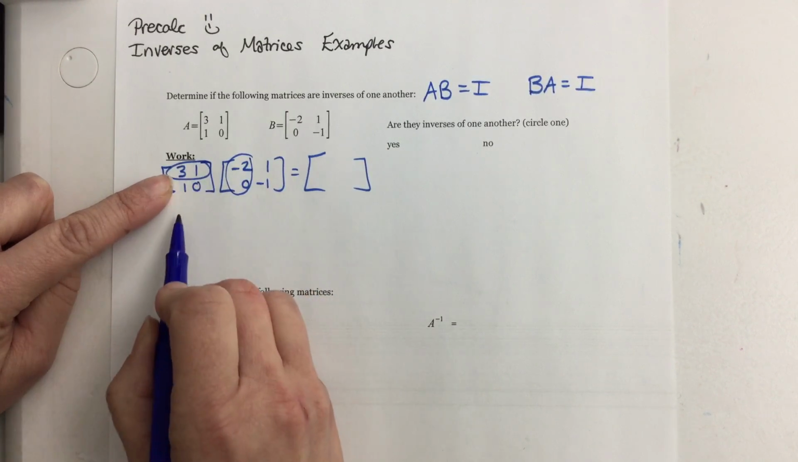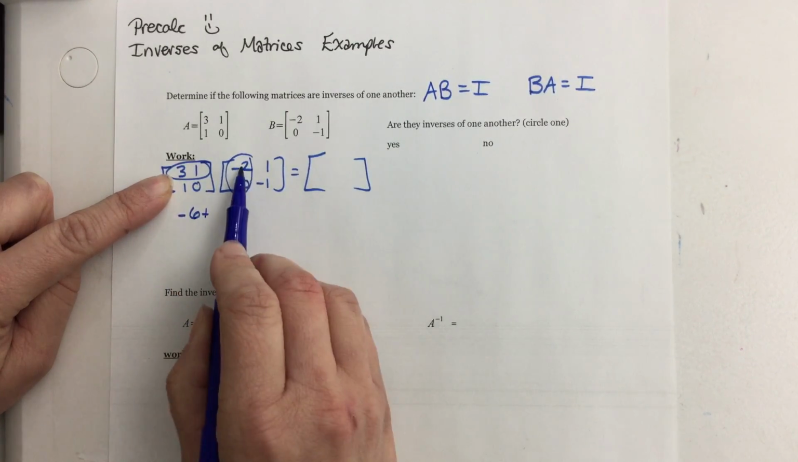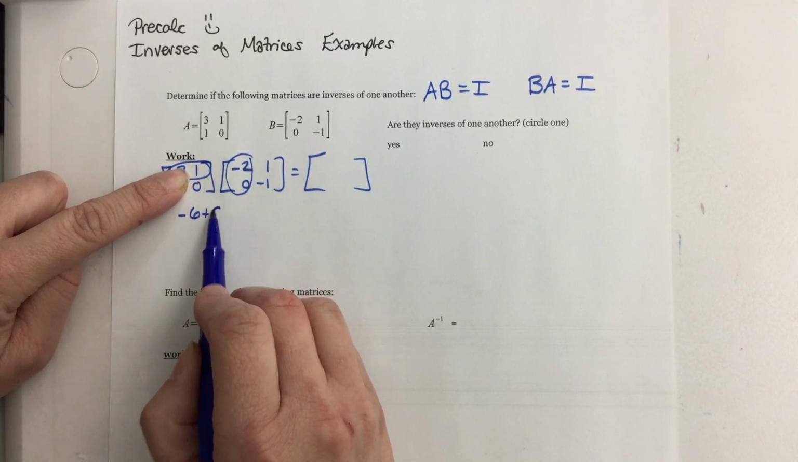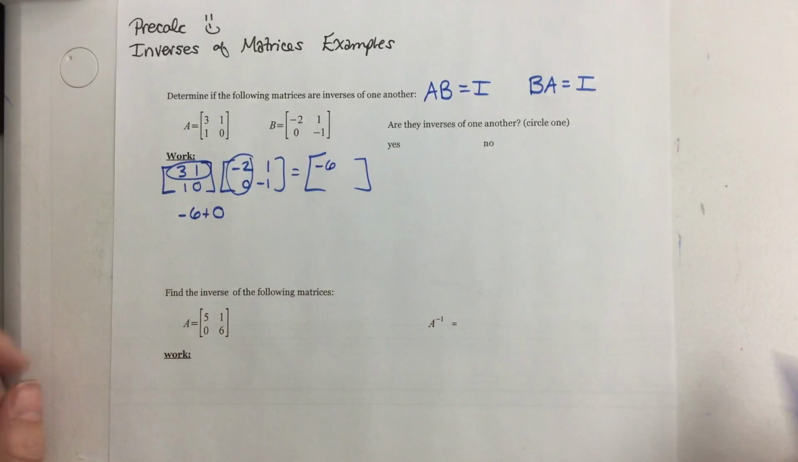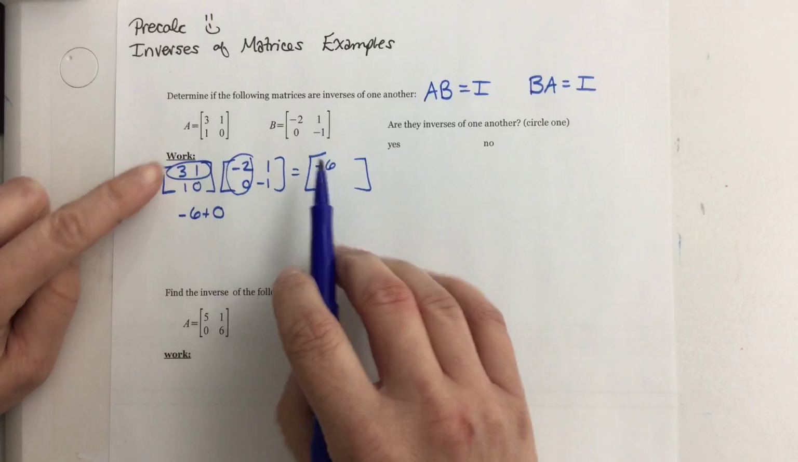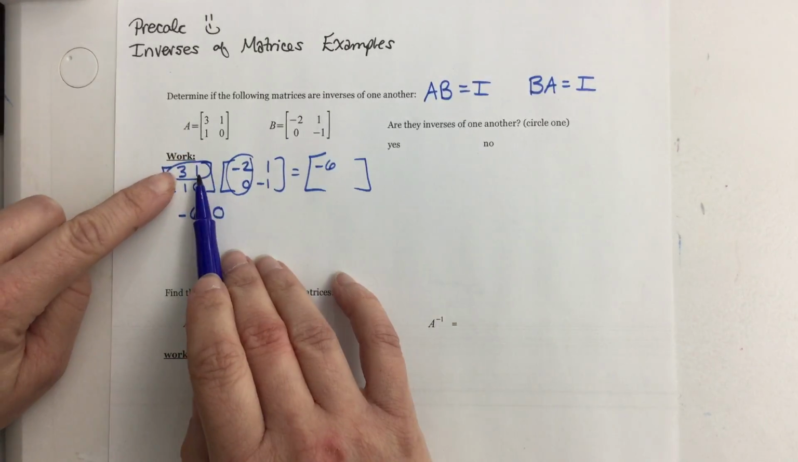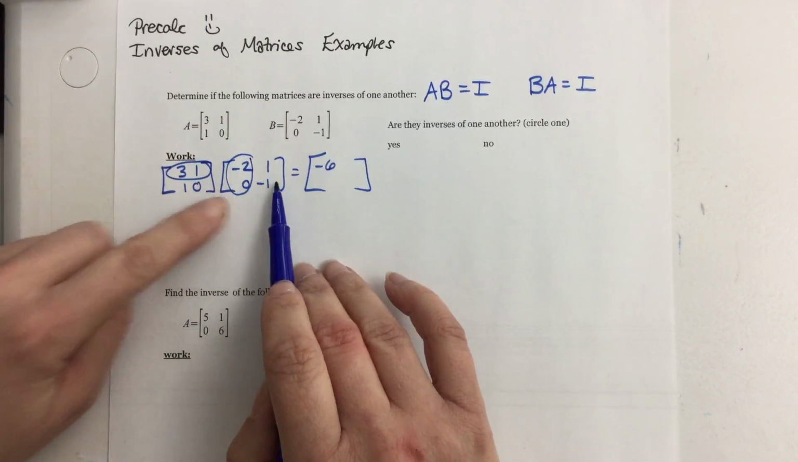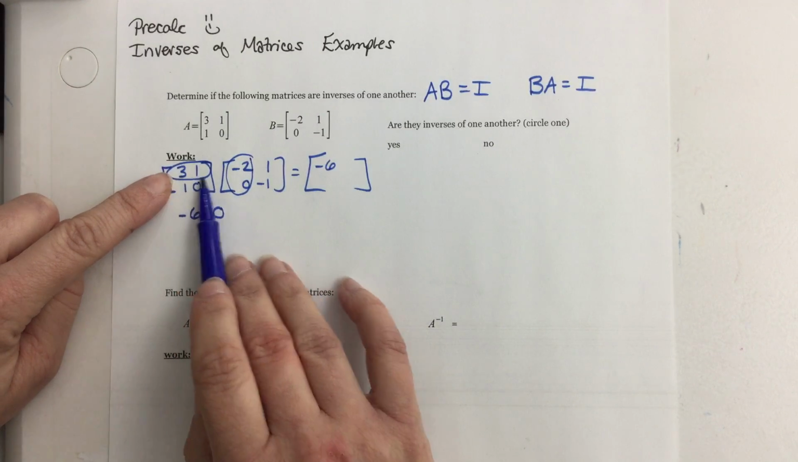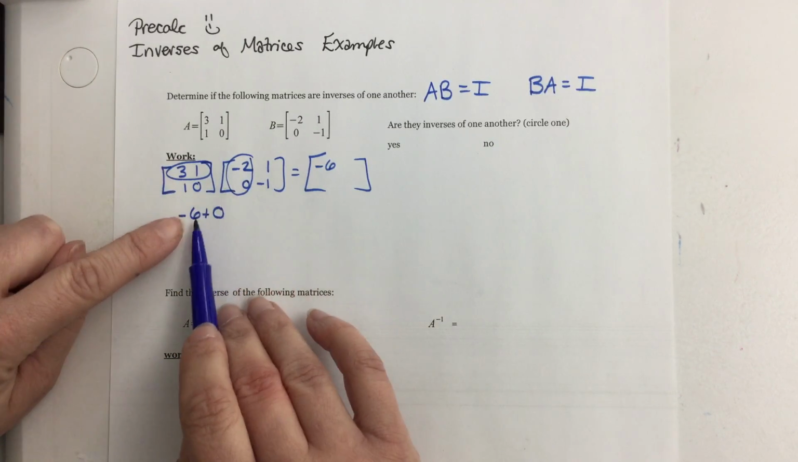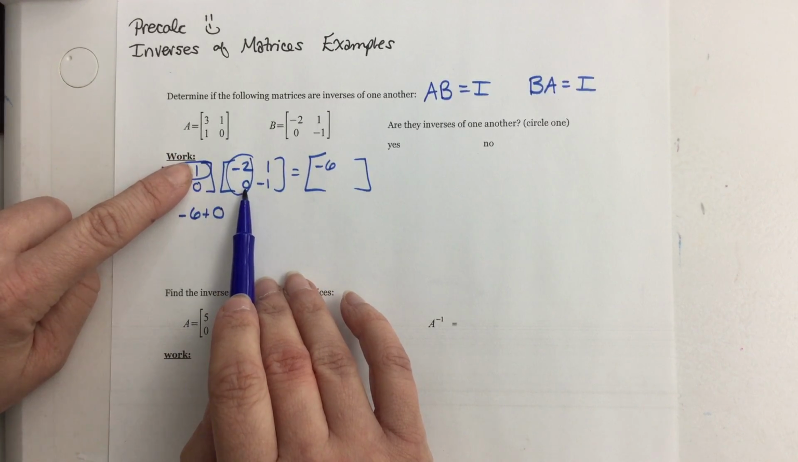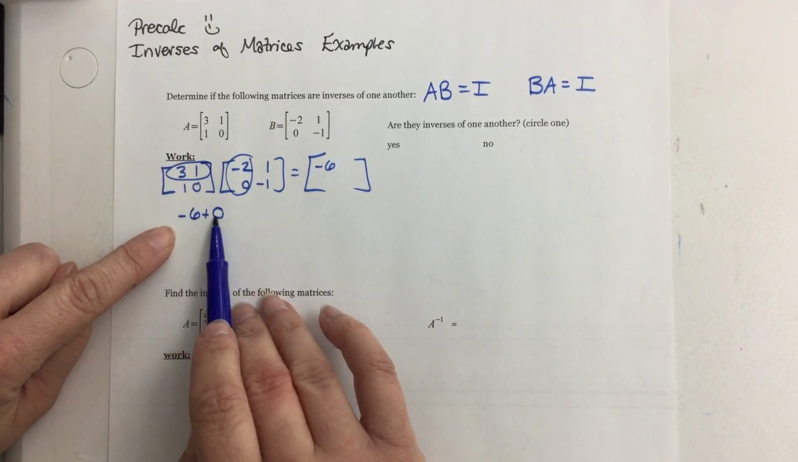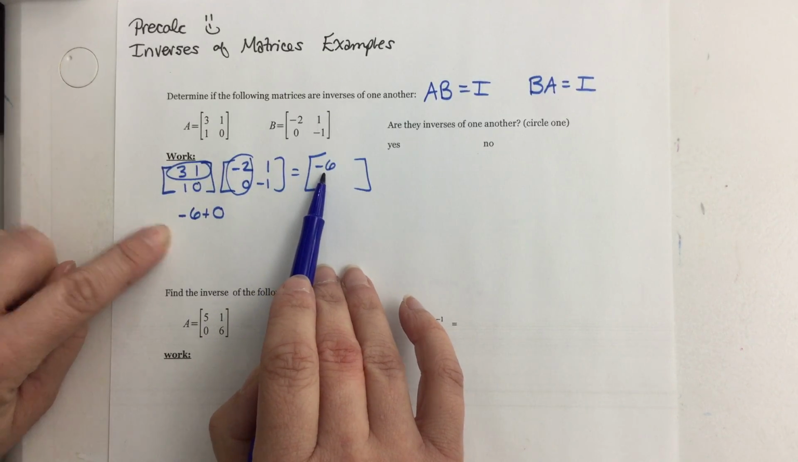3 times negative 2 is negative 6, plus 1 times 0 is 0. Negative 6 plus 0, you guys, got a negative 6, right? Because if I take A times B, I'm just going to double check. Now remember, you take the first row times the first column. 3 times negative 2 is a negative 6. Shift it over, shift it down. 1 times 0 is 0. Negative 6 plus 0 is negative 6.